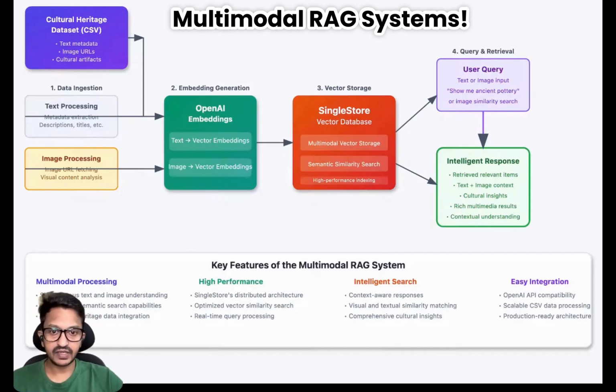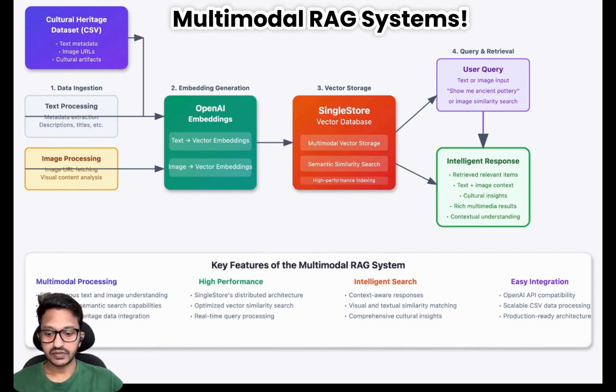Hey developers, welcome back. Today we are building something really exciting, a multimodal RAG system that can understand both text and images. We'll be using SingleStore as our vector database and OpenAI for embeddings, working with a sample dataset that includes text, descriptions, and images. By the end of this video, you will have a complete intelligent search engine that can answer your queries. So let's dive in.